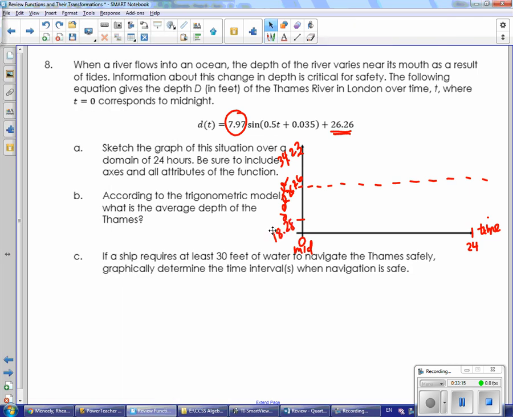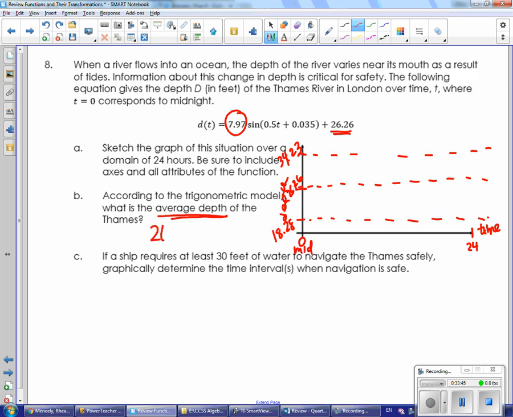Okay, so now when it comes to completing this problem, in letter B, it says, according to the trig function, what is the average depth of the Thames River? One of the things to keep in mind is that the average depth when you're dealing with a sine or cosine function is just going to be the equation of your midline. And so I don't have to do any math here. I just have to recognize that the average depth is going to be that midline of 26.26 feet.